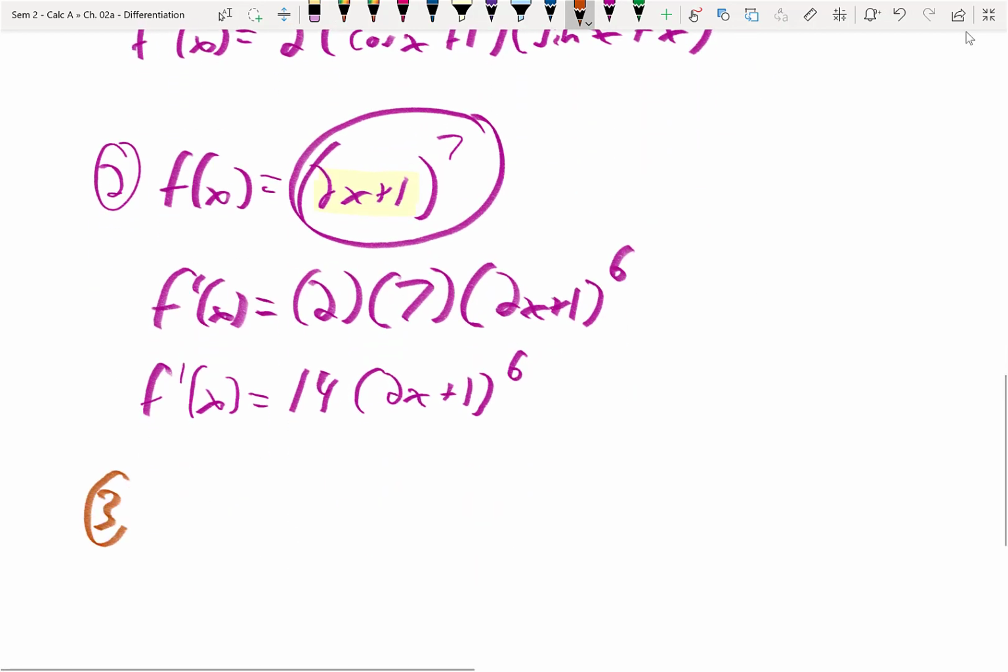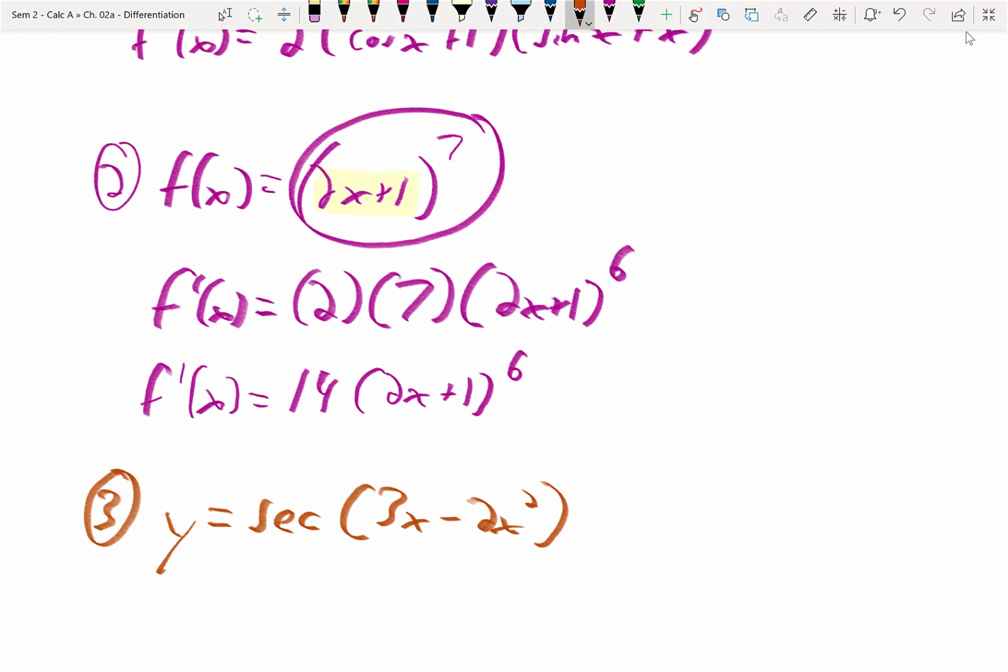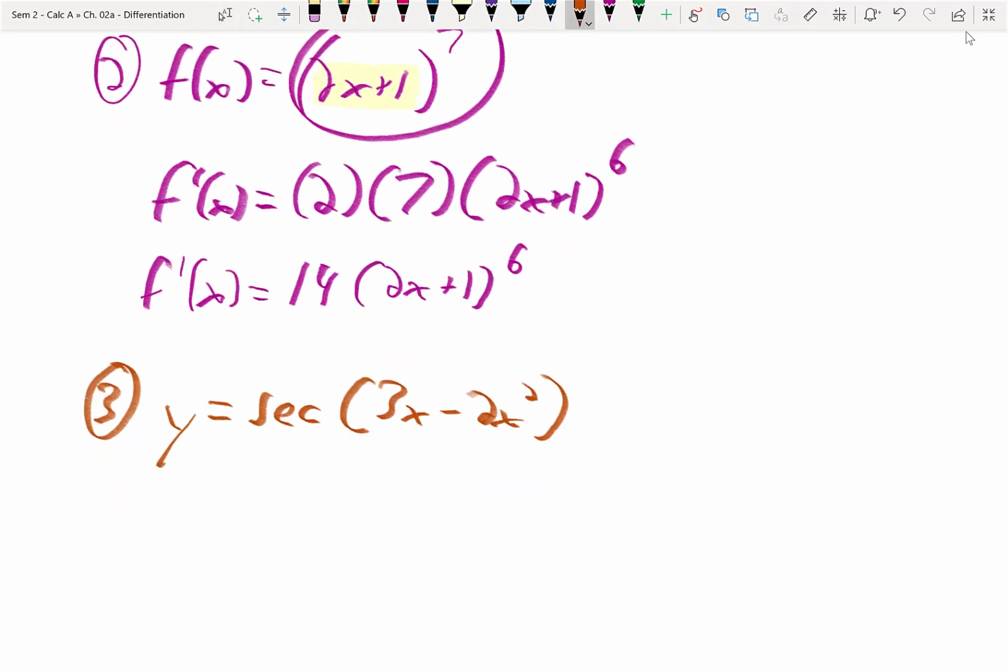Okay, for the next one, I want to show you how you can do this with trig functions. We get y is equal to the secant of 3x minus 2x squared. So what I know is that the derivative would be the derivative of the inner, which is 3 minus 4x in parentheses. So be careful. Some of you have issues with the parentheses, especially on this quiz I was looking over.